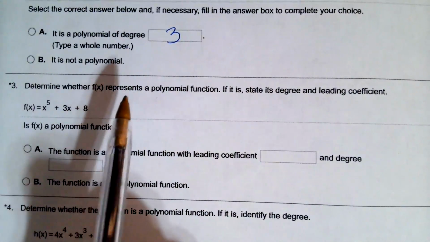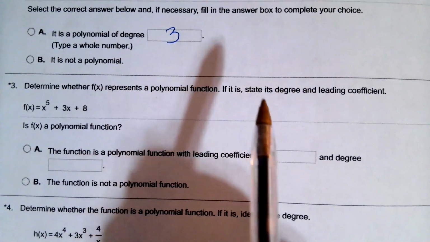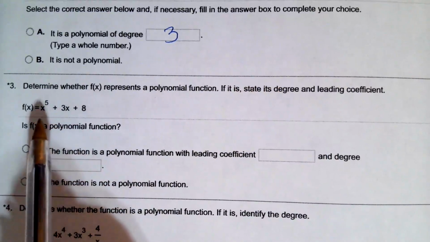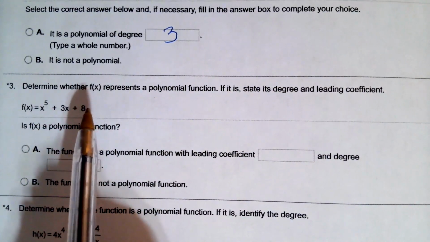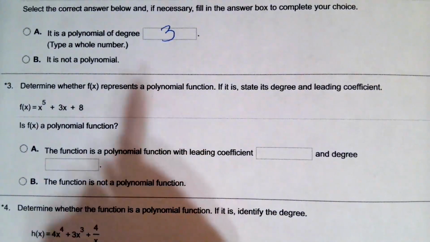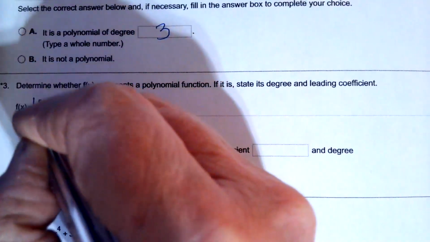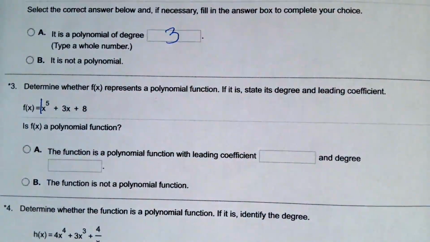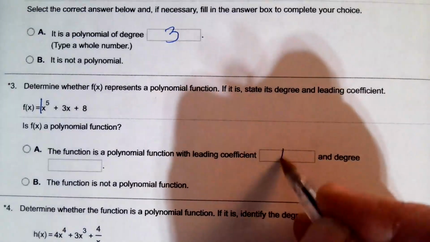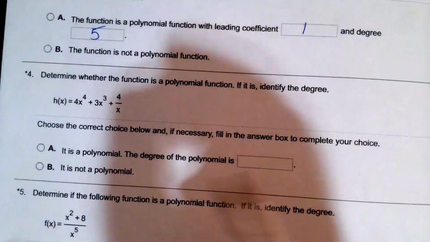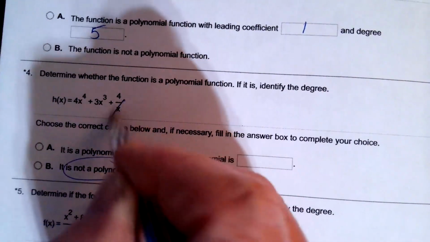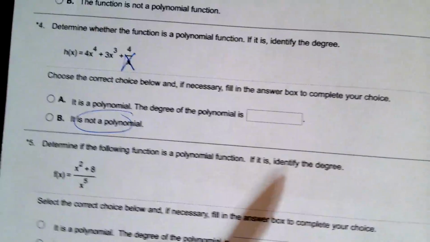Determine whether f of x represents a polynomial function. If it is, state its degree. X to the 5th plus 3x plus 8. It is a polynomial. The leading coefficient is 1 and the degree is 5. Is this a polynomial? Number 4, it is not a polynomial because you cannot divide by a variable.